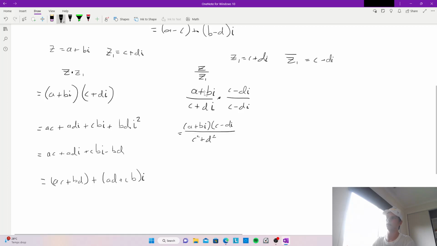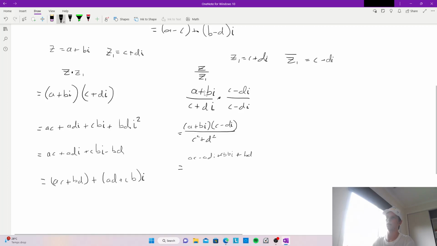And then that's it there. We'll just quickly expand the top though. So you get AC minus ADi, plus Bi plus CBi, and then you'll get plus BD.